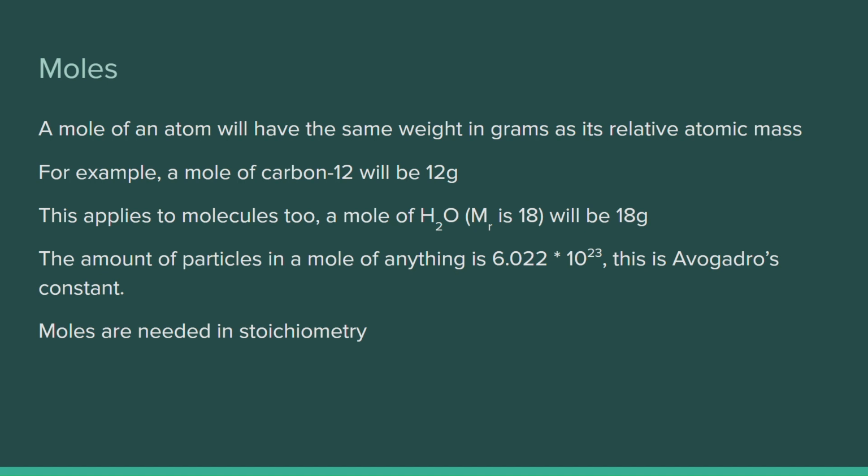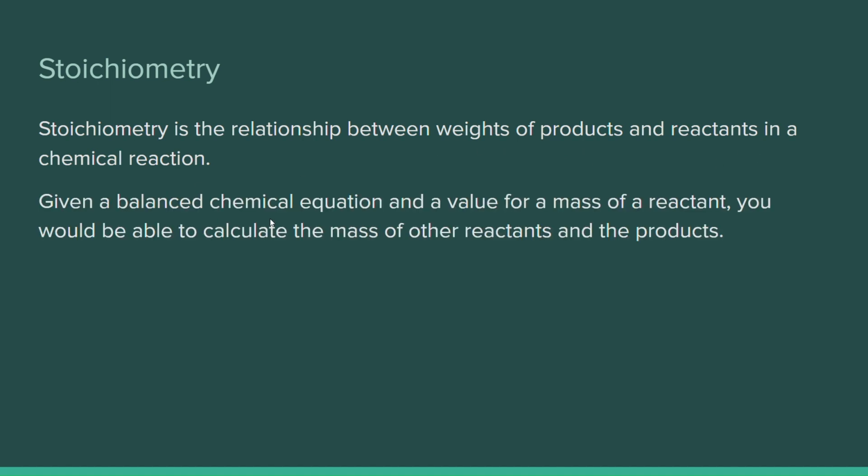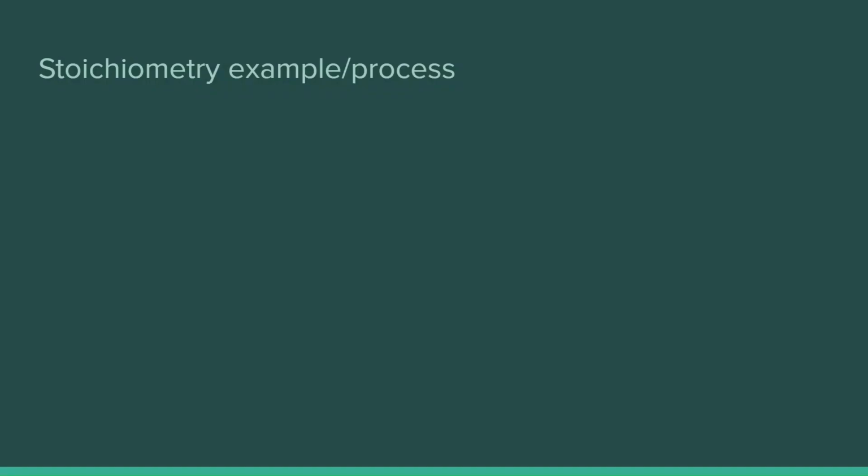Moles are needed in stoichiometry, and the formula relating mass to moles is mass equals Mr times moles. I like to remember that as mass equals Mr moles. So stoichiometry, I actually did a video on this a little while ago. Stoichiometry is the relationship between weights of products and reactants in a chemical reaction. So given a balanced chemical equation and the value for the mass of a reactant, you would be able to calculate the mass of the other reactants and the products. And you'd need a periodic table to find the relative molecular masses to calculate the moles, or you could just memorize them like I do.